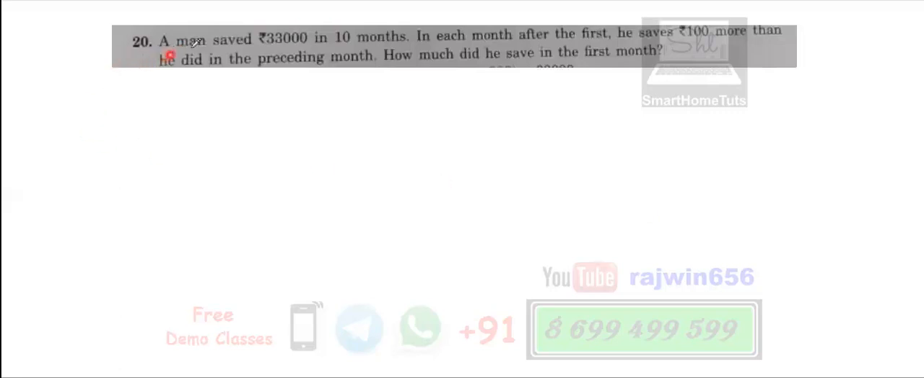Okay, question 20. A man saved rupees 33,000 in 10 months. In each month after the first, he saves rupees 100 more than he did in the preceding month. How much did he save in the first month? Okay, so the first month, that is the A, we are supposed to find.